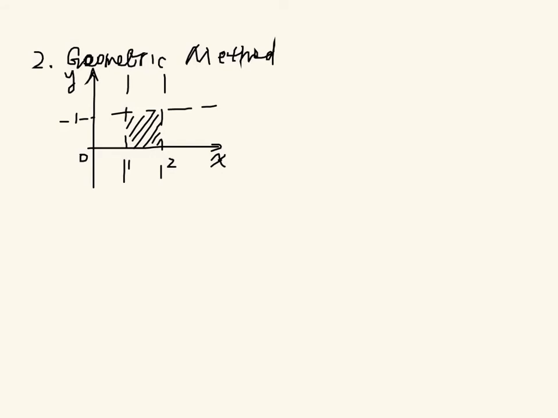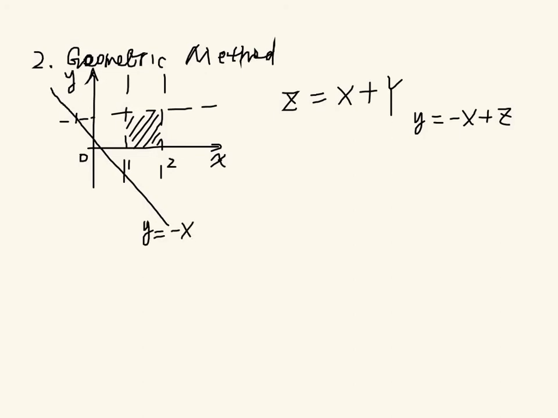So z is equal to x plus y. So we can draw a line of y equal to minus x plus z. It will be like this. This is y equal to minus x plus z. So we will split it into different situations.